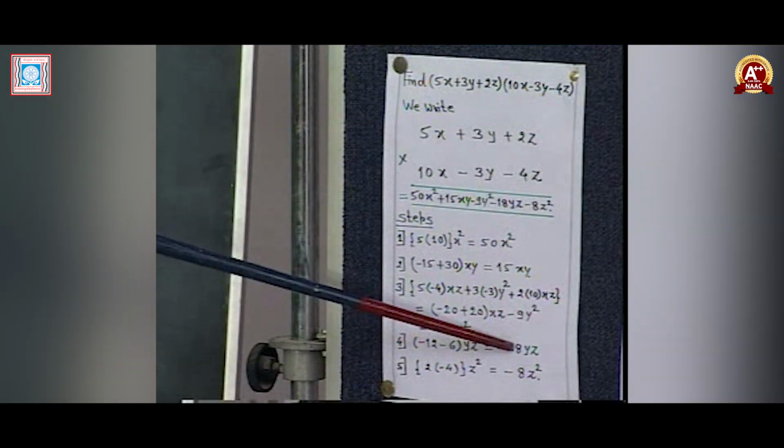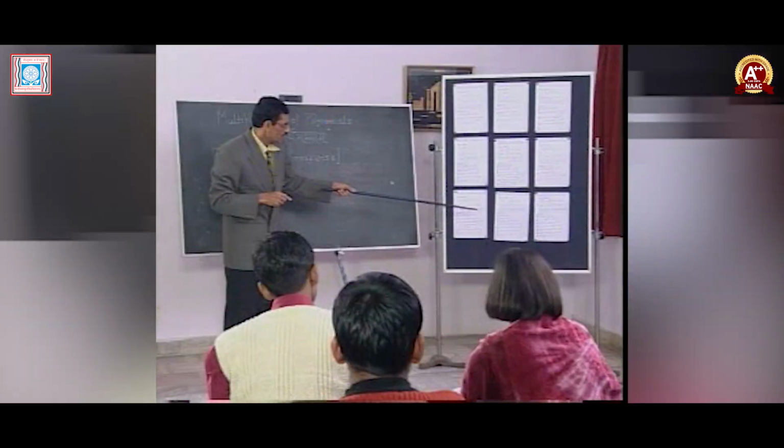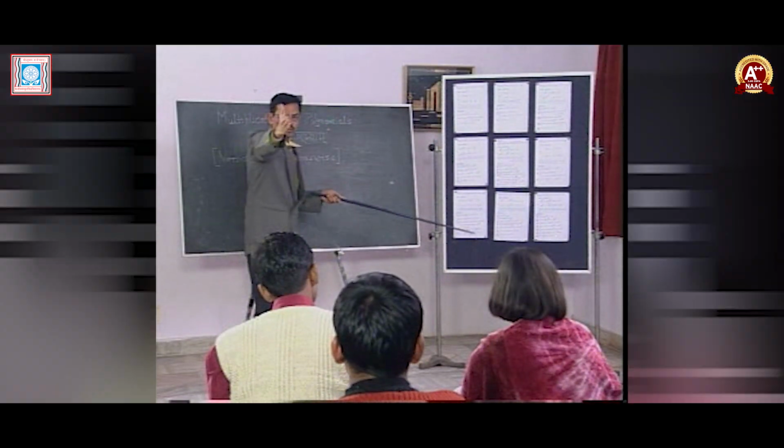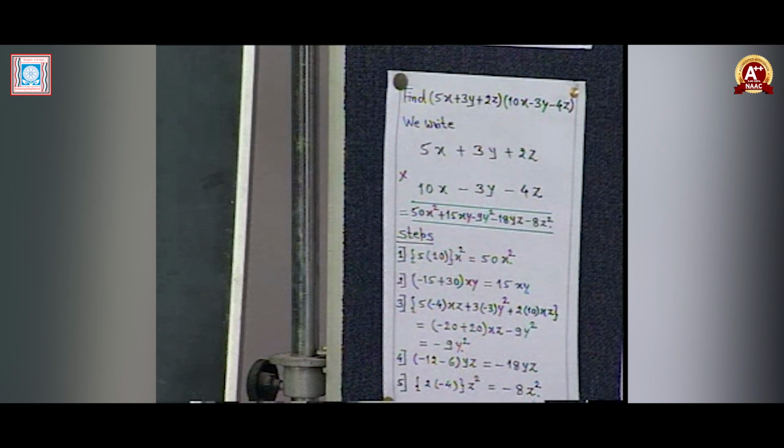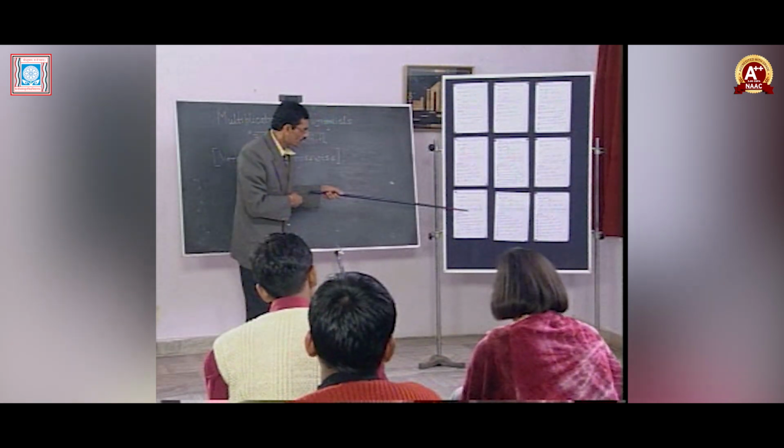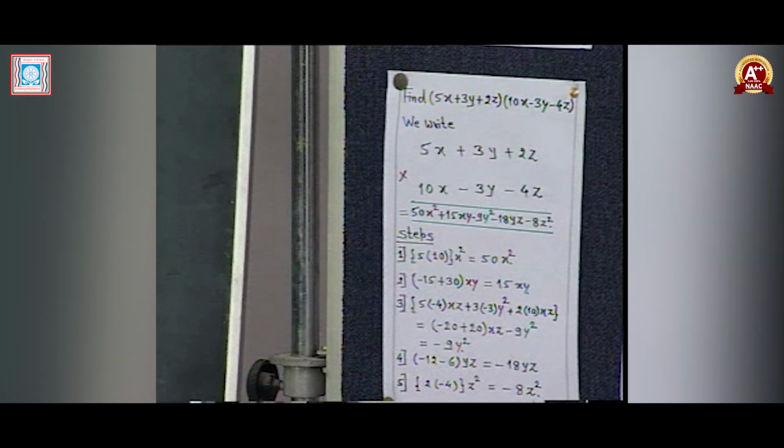That is minus 18yz. So the next term is minus 18yz. Now, 2 into minus 4, that is minus 8z square. So the final answer is 50x square plus 15xy minus 9y square minus 18yz minus 8z square.